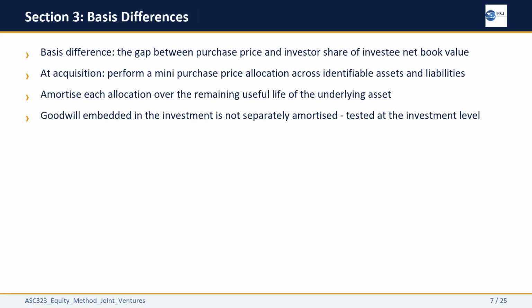When you pay more for an equity method investment than your proportionate share of the investee net book value, you have a basis difference. That difference needs to be allocated just like a full purchase price allocation, but in miniature. Each piece is assigned to the underlying asset or liability it relates to and amortized over the remaining useful life. The goodwill portion sits inside the investment balance and is not separately amortized, but it is part of the impairment test.